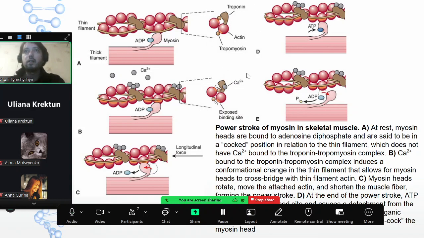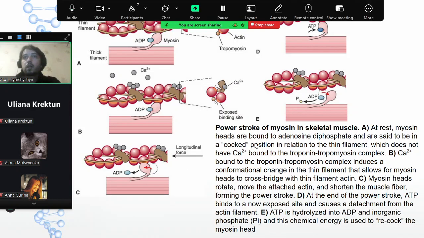So here you see these tropomyosin complexes, and here is the actin, tropomyosin, and troponin. Here you see the head of the myosin, and at rest, myosin heads are bound to adenosine diphosphate and are said to be in a cocked position in relation to the thin filament, which does not have calcium bound to the troponin tropomyosin complex.